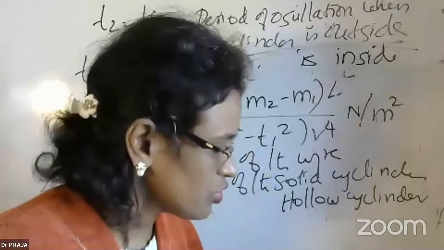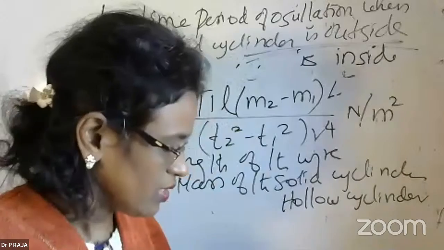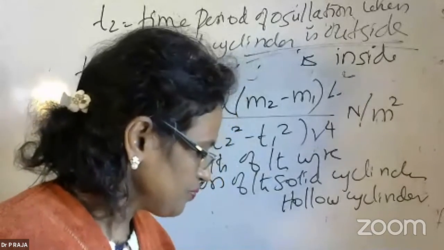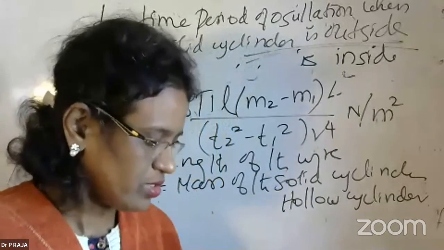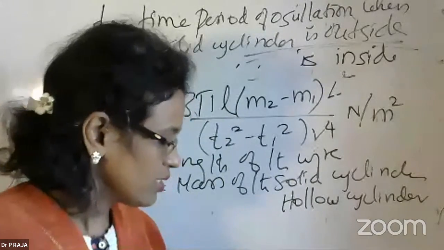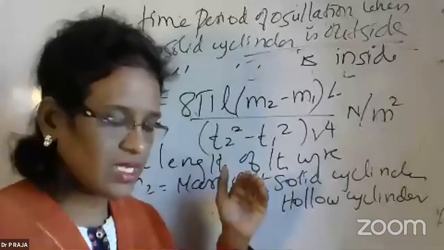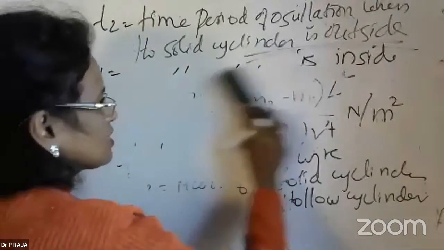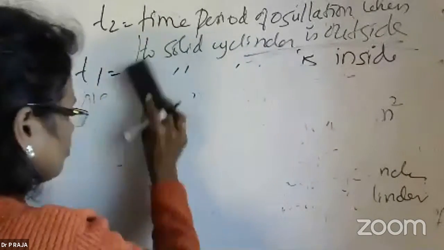Then you will draw the tabular column. Position of the solid cylinder. I will send you the picture of it. Position of the solid cylinder when it is outside, and position of the solid cylinder when it is inside. The tabular column will go like this.